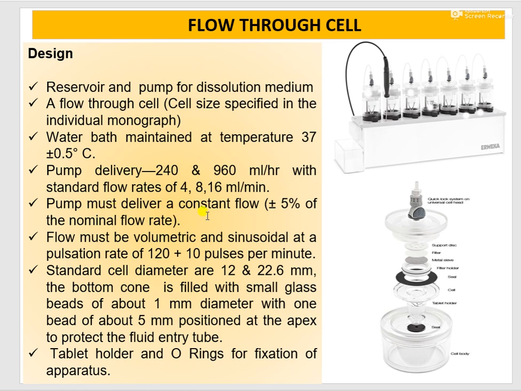Pump must deliver a constant flow. The flow of pump should be very constant. Plus or minus 5% of the nominal value can be allowed. Means these are the nominal values, that is 4, 8, 10, 16 means the actual value. So plus or minus 5% deviation is allowed, but there should not be more than that deviation. So pump must deliver the flow of medium at constant flow.